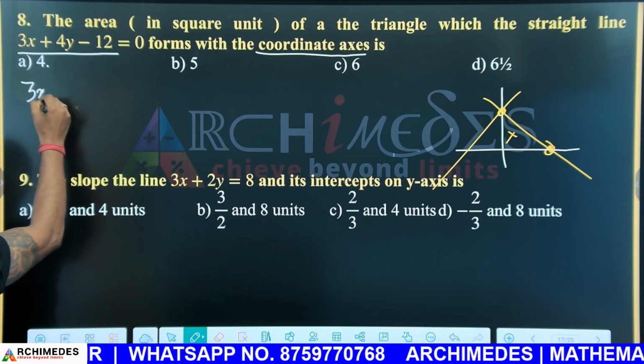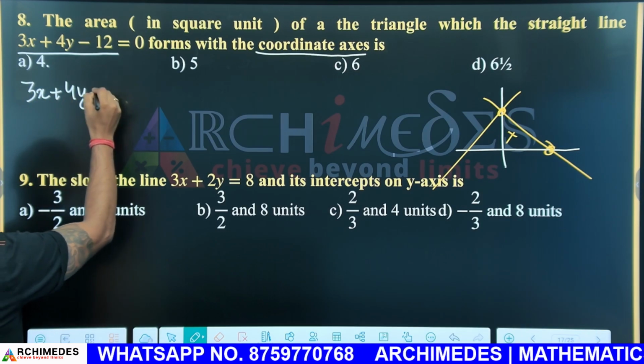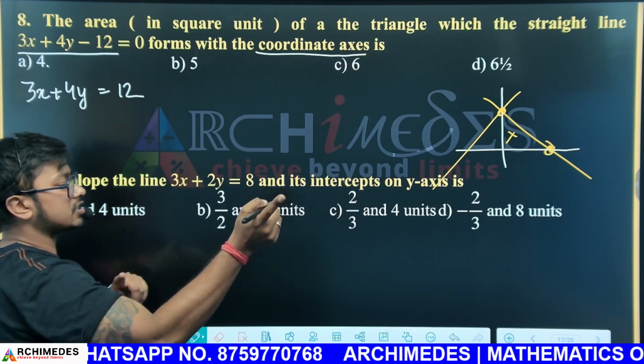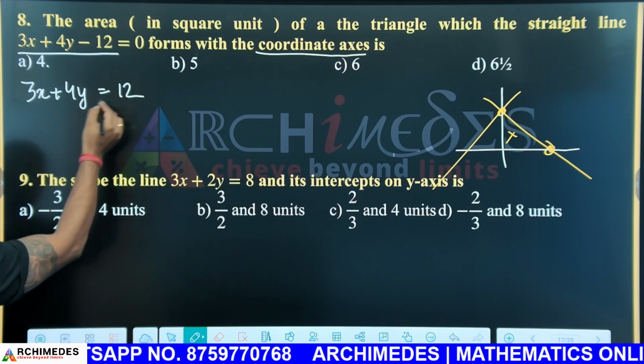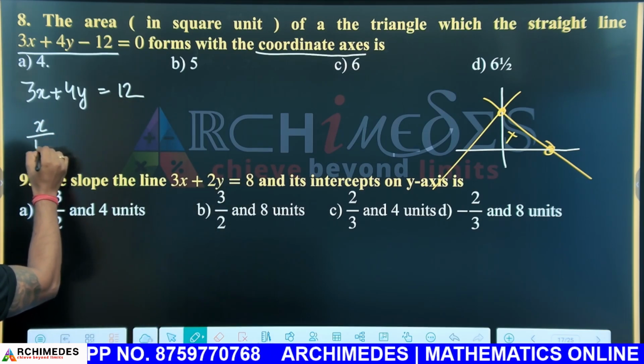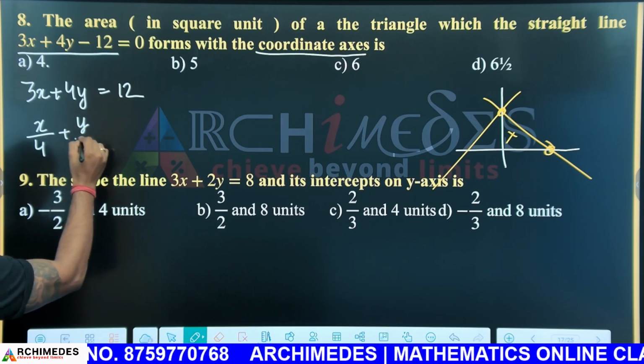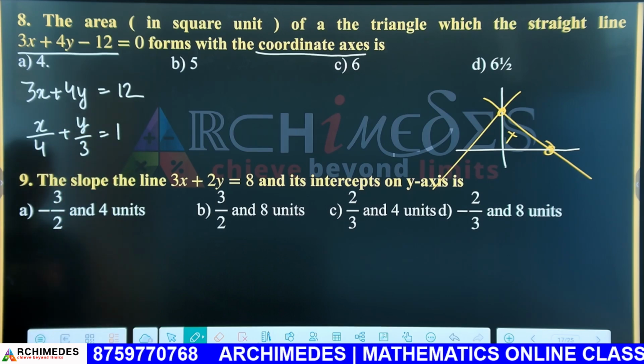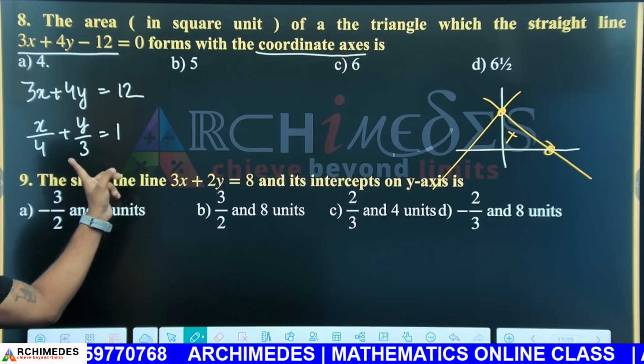So listen carefully. 3x plus 4y equals 12. We have already discussed how to convert from one form to another. So we have to divide by 12. When I divide by 12, it becomes x by 4 plus y by 3 equals 1. Am I clear up to here? We have already discussed how to convert to intercept form.